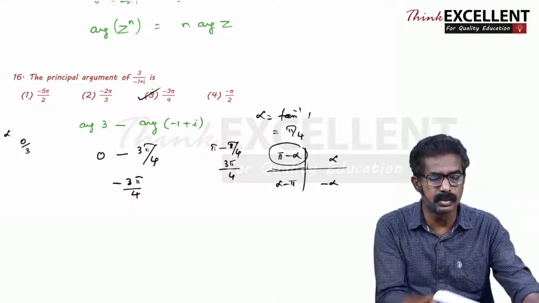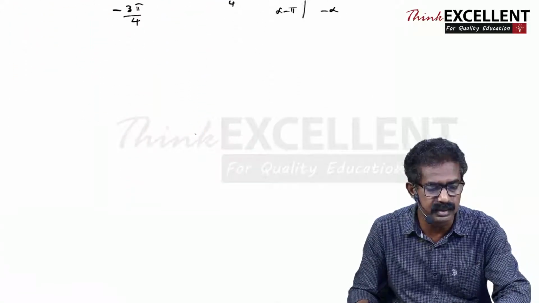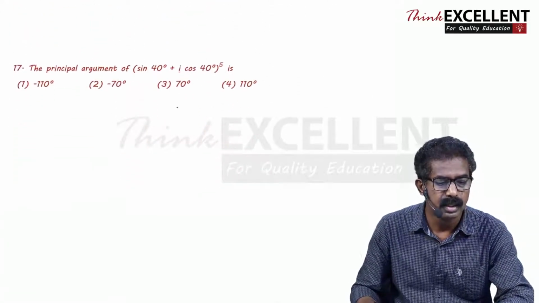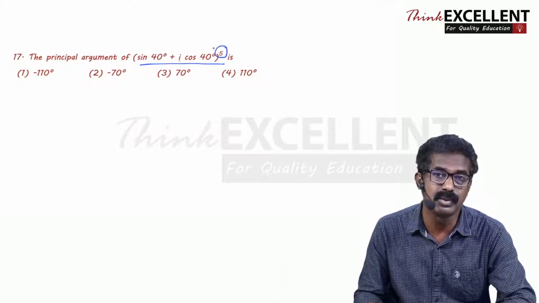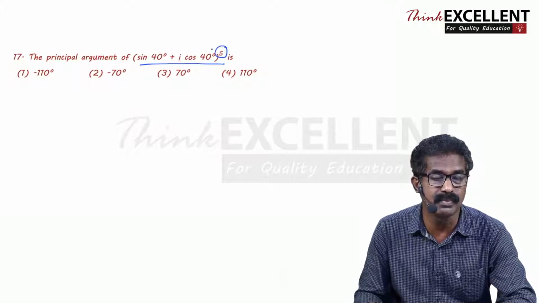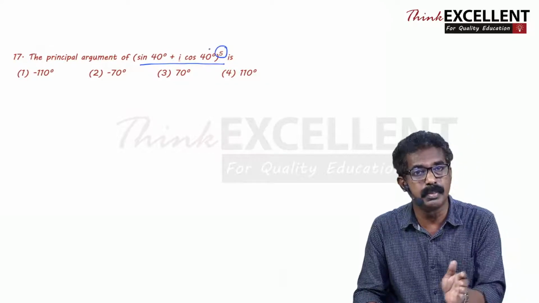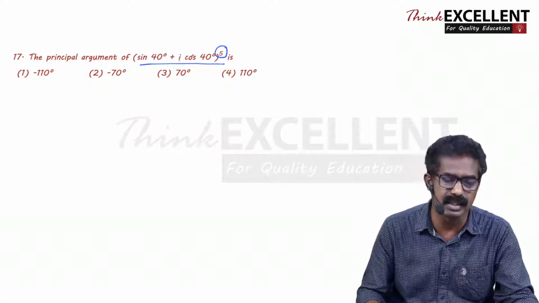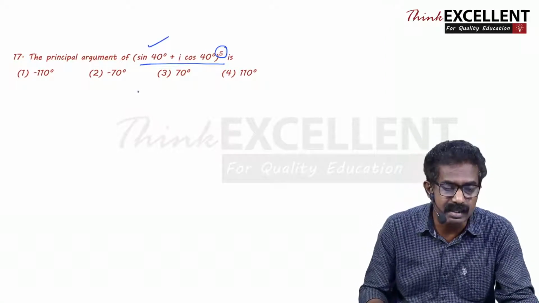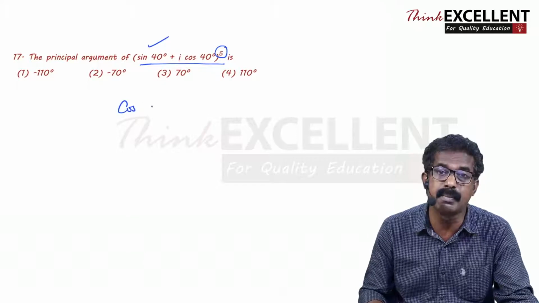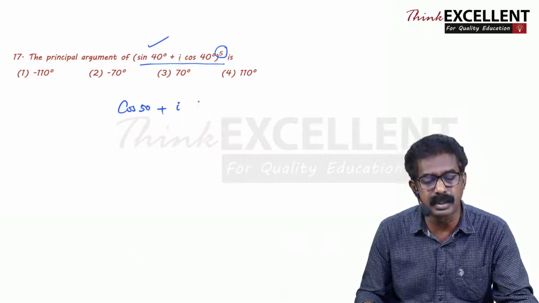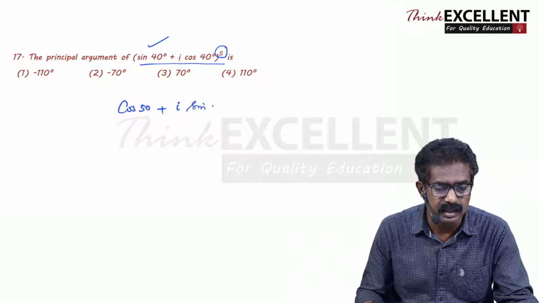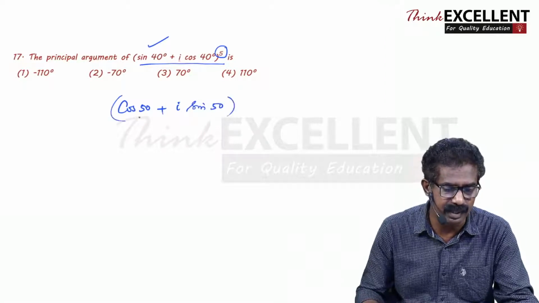Now let's move on to the next question, question number 17. The principal argument of a given complex number, raised to power 5. You can apply De Moivre's theorem, but for that it should be of the form cos theta plus i sin theta. So change it into cos. Sin 40 can be written as cos of 90 minus 40, which is cos 50, plus i into cos 40, which can be written as sin of 90 minus 40, sin 50, the whole power 5.